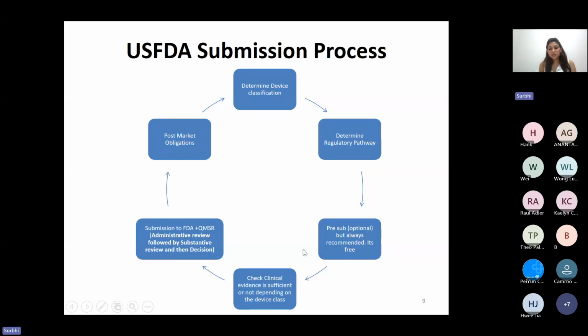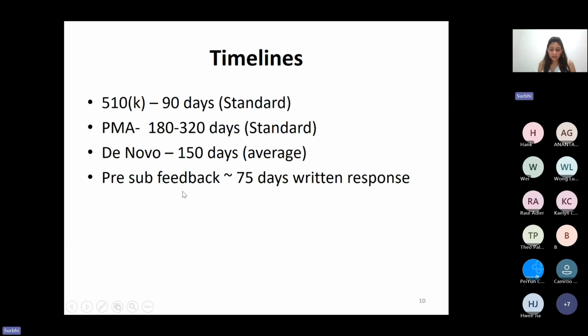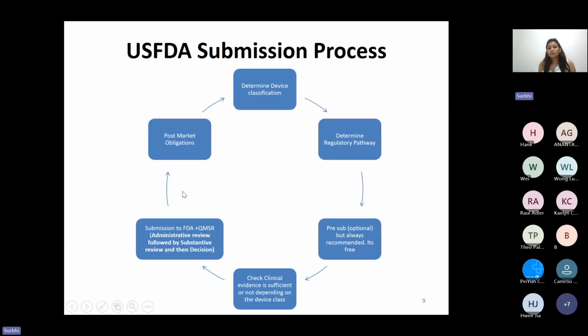Then once you have the pre-sub in place, please determine whether your clinical evidence is sufficient or not. Otherwise, later they may reject your 510(k) or your PMA application. Then you prepare a dossier plus submit QMSR to the US FDA, and then US FDA will do an administrative review. Once that review is completed, they will do a substantive review, and then they will give the decision finally.